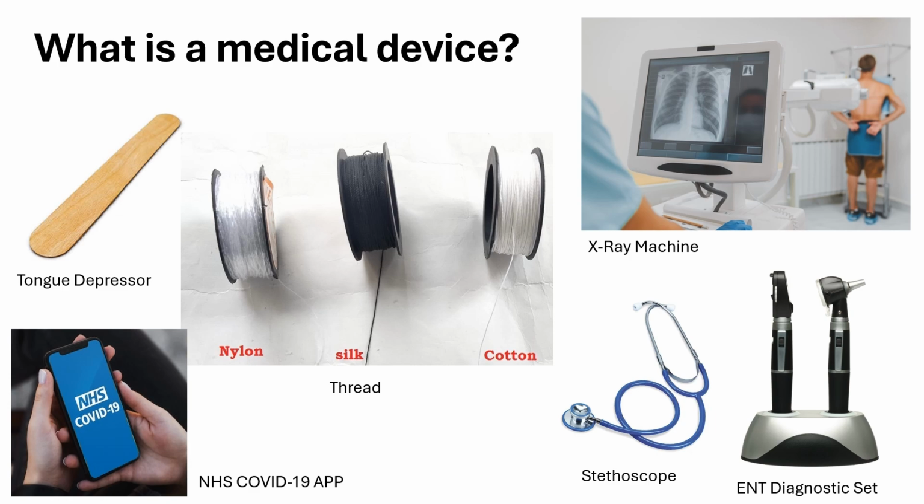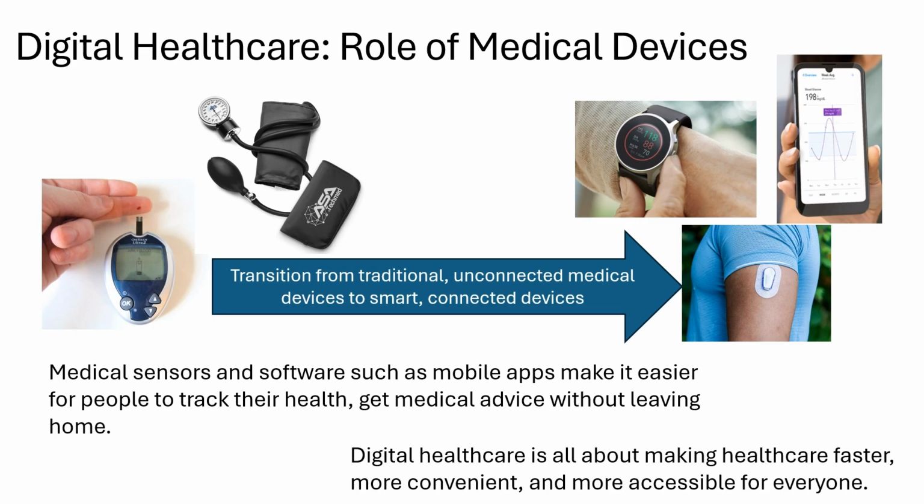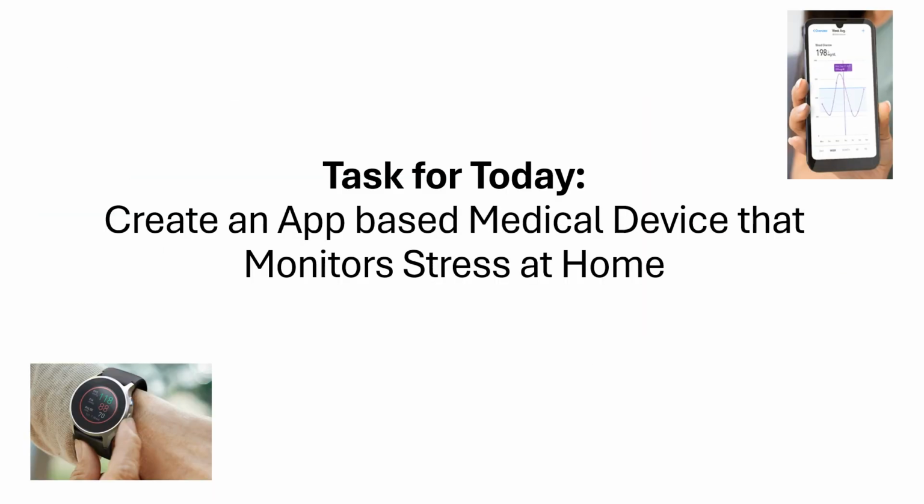So we have many different examples of medical devices here. And we're trying to transition from traditional medical devices to smart healthcare devices that we can monitor at home to make things easier, more accessible for people. Medical sensors and software such as mobile apps make it easier without leaving the home, and you can get information from and to your doctor through things like apps as well. So it makes it a lot easier for us to keep on top of our health. So our task for today is to create an app-based medical device that monitors stress at home.